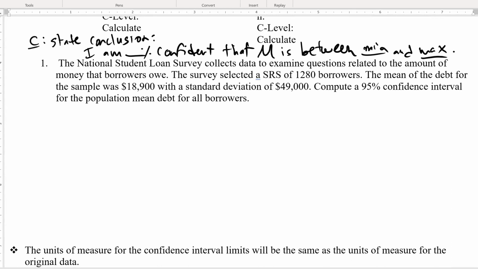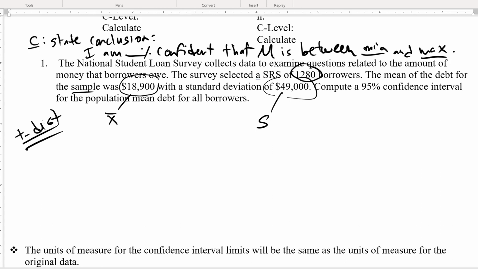National Student Loan Survey collects data to examine questions related to the amount of money borrowers owe. They selected 1,280 borrowers, the mean of the debt of the sample, and the standard deviation. Keep in mind, this mean is not the truth. This is the mean from the sample. This is an X bar. This standard deviation is not the standard deviation of the population. This is S. Okay? So what I'm doing with this is doing a 95% confidence interval, and I'm going to use a T distribution or Z. Well, if sigma is unknown, we will use a T distribution.